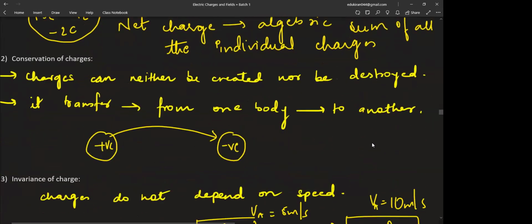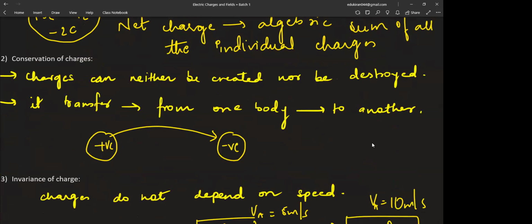Conservation of charges means charges can neither be created nor be destroyed. They can just be transferred from one body to another. Why? Because the total amount of charge remains constant.